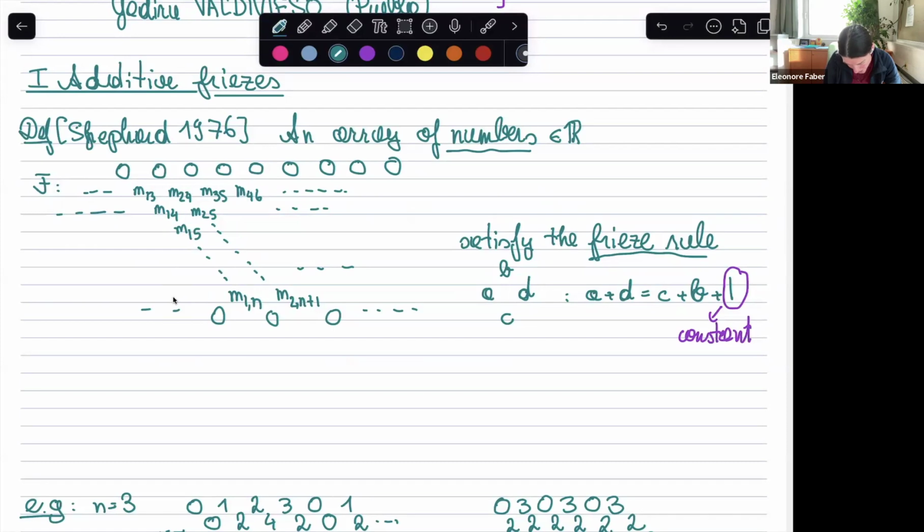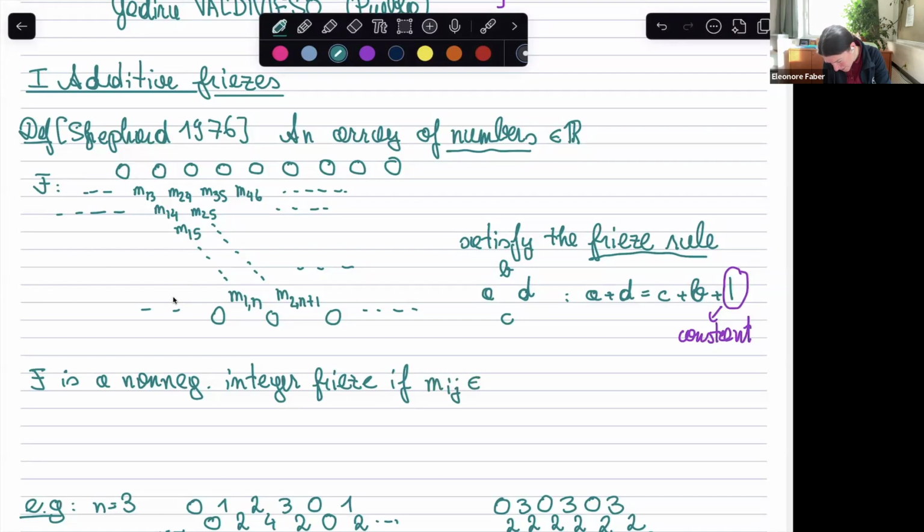And then also, as for the multiplicative friezes, F is a non-negative integer frieze if all the entries are integers, non-negative integers. But we allow zeros. And then n, this is the number of non-trivial rows, as we see here. This is the so-called width of the frieze.